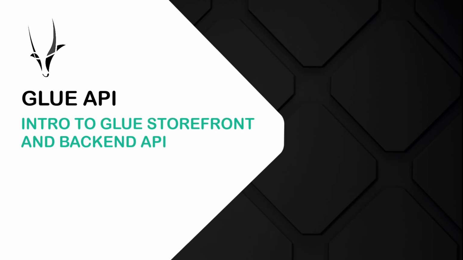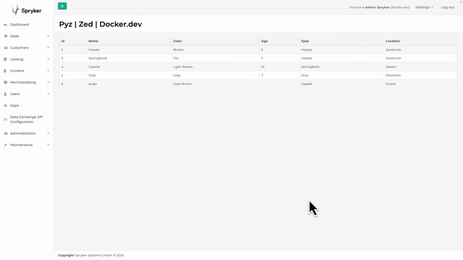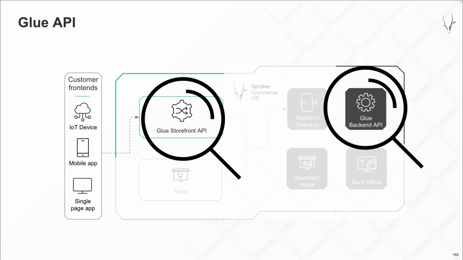Now that we have some data, and as you can see, we are able to show this data in the back office, let's concentrate now on creating a Backend API module so that we can interact with this data through the Backend API. Just a little reminder about the Glue API.